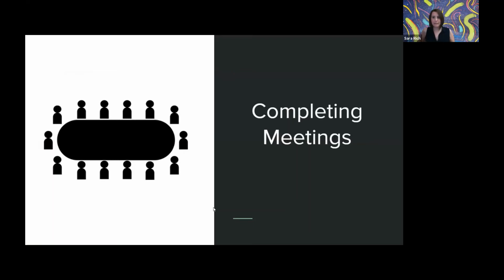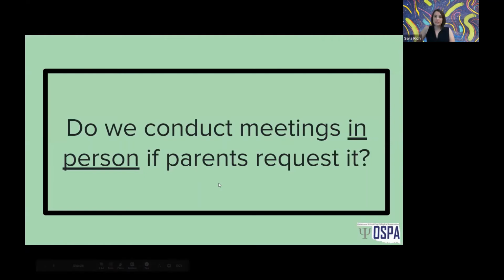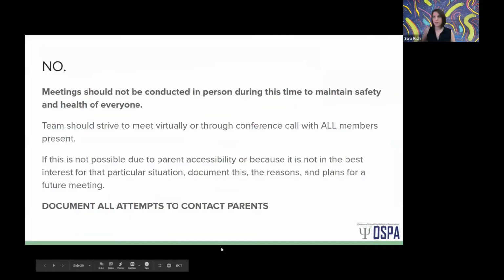So we keep talking about doing MEGs and all these things. Well, meetings, we do a lot of meetings. How are we going to do those right now? Do we conduct meetings in person if parents request it? So you call a parent, and they say, I really need an in-person meeting. Can we go ahead and have that meeting? No. It has been very clear from the board meeting on Wednesday and all the previous correspondence from Superintendent Hoffmeister that safety of students, their families, and educators is the primary concern.